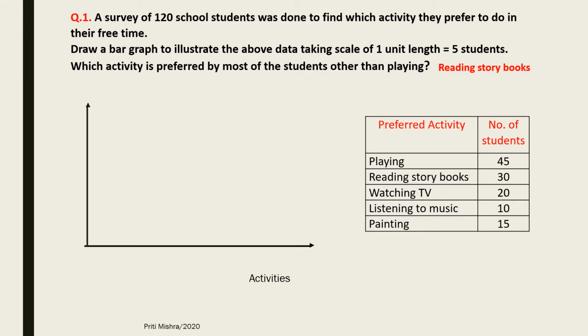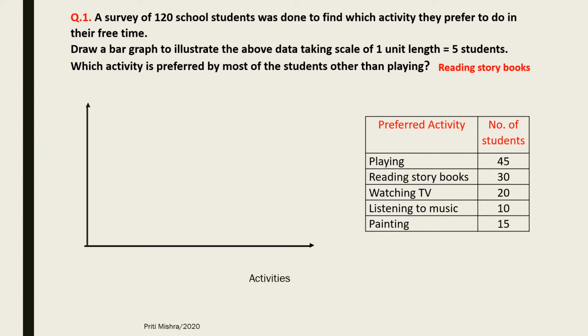Question number 1. A survey of 120 school students was done to find which activity they prefer to do in their free time. Draw a bar graph to illustrate the above data taking a scale of 1 unit length is equal to 5 students. Which activity is preferred by most of the students other than playing?